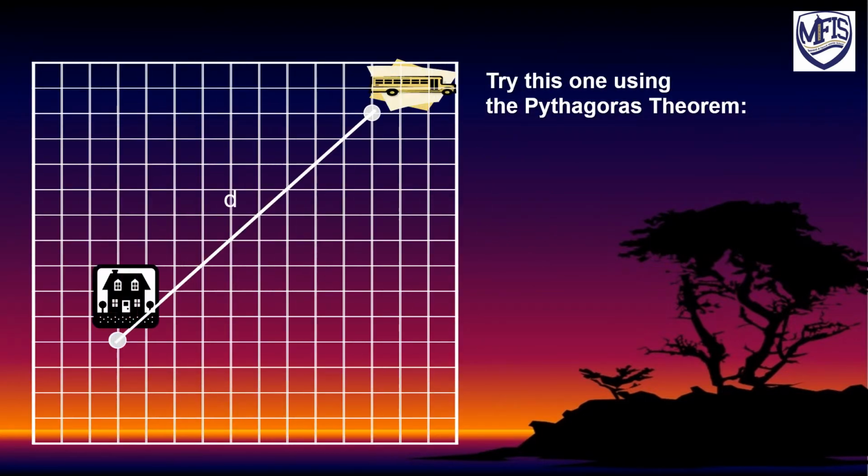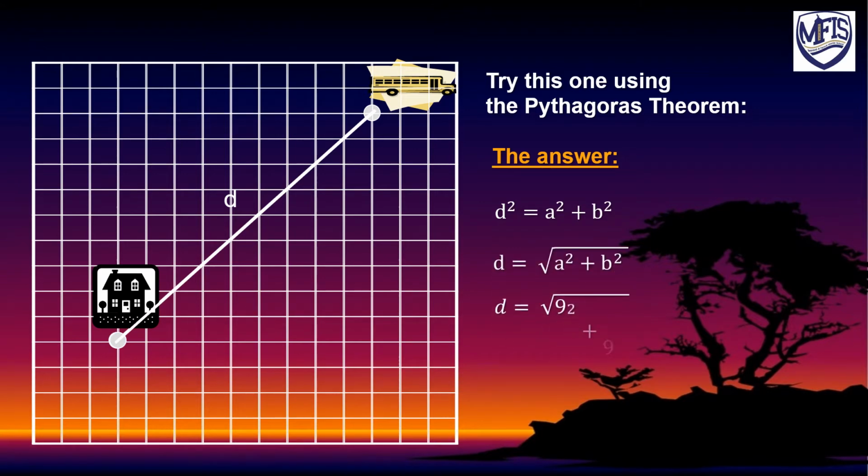Try this problem yourself. Find the length of the line segment which joins the house and the bus by using Pythagoras theorem. Stop the video, solve the problem, then check your answer. Now, the answer will be d equals the square root of a squared plus b squared. Then d approximately equals 12.73. Now, let's watch the following video together. In the video, we'll learn a new method to find the distance between any 2 points. Let's watch.